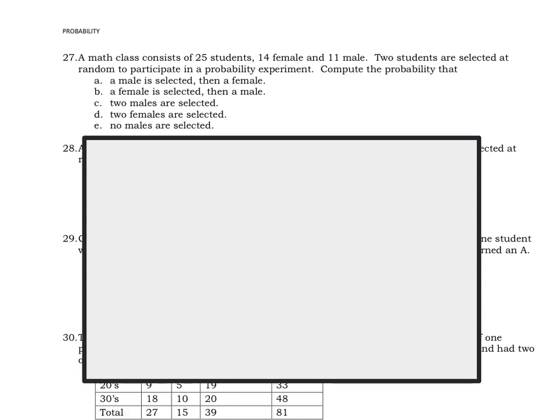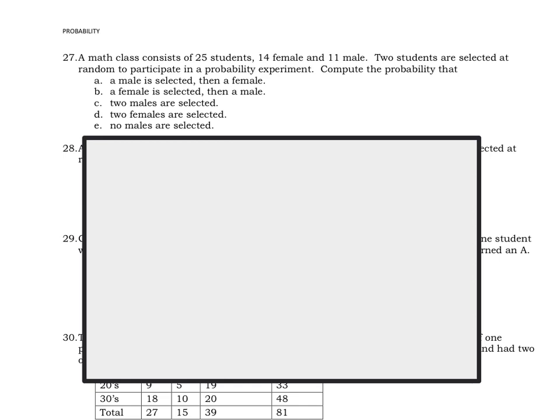Probability exercise number 27. A math class consists of 25 students, 14 female and 11 male. 2 students are selected at random to participate in a probability experiment. Compute the probability that a male is selected, then a female.